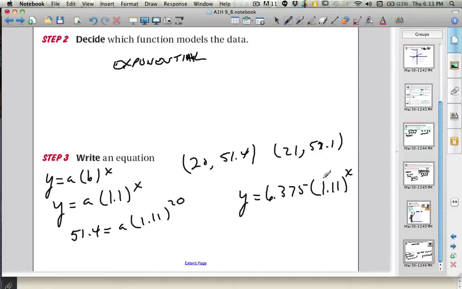And that's how we go ahead and take that table, identify what type of function it was, and then write the equation that models the data.